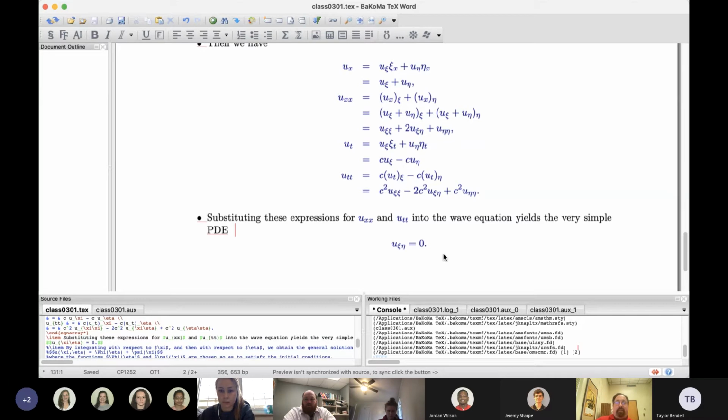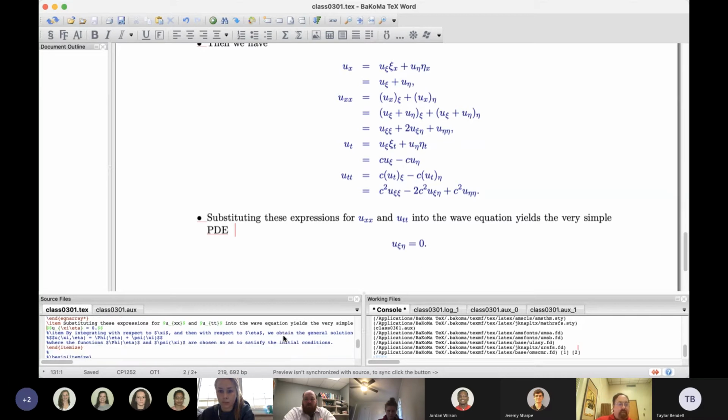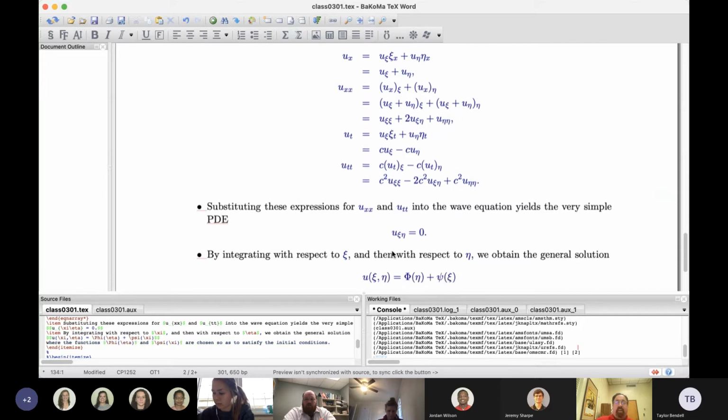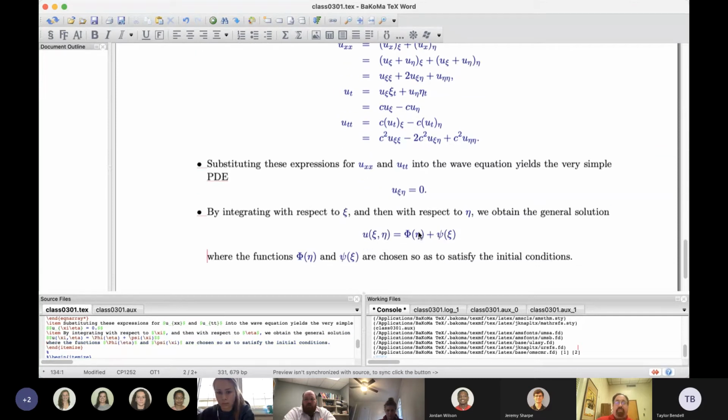And this PDE, you may remember from homework 1. We know how to solve this. We just integrate both sides with respect to xc and then with respect to eta. And what we find is a solution, a general solution, is an arbitrary function of eta plus an arbitrary function of xc. So how do we choose these? We have to make sure that these satisfy the initial conditions.